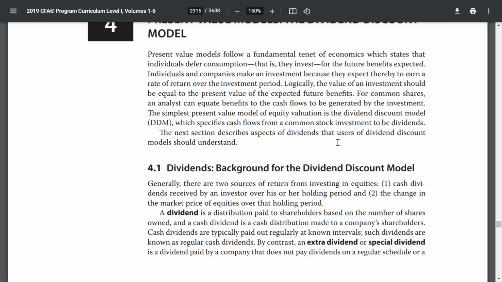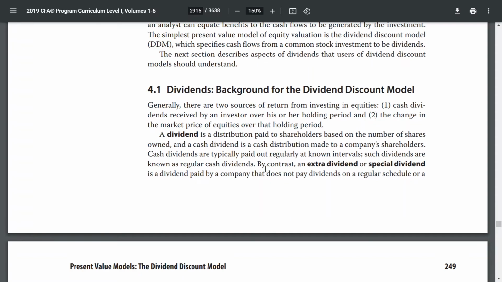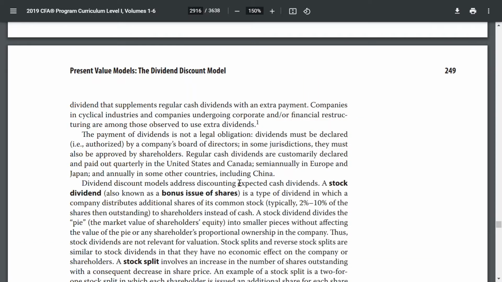Generally, there are 2 sources of returns from investing in equities: the dividends and the changes in market prices, or the appreciation. A dividend is a distribution paid to shareholders based on the number of shares owned, and a cash dividend is a cash distribution made to a company's shareholders. Cash dividends are typically paid out regularly at known intervals. Such dividends are known as regular cash dividends. By contrast, extra dividends or special dividends are dividends paid by a company that does not pay dividends on a regular schedule, or a dividend that supplements the regular cash dividends with an extra payment.